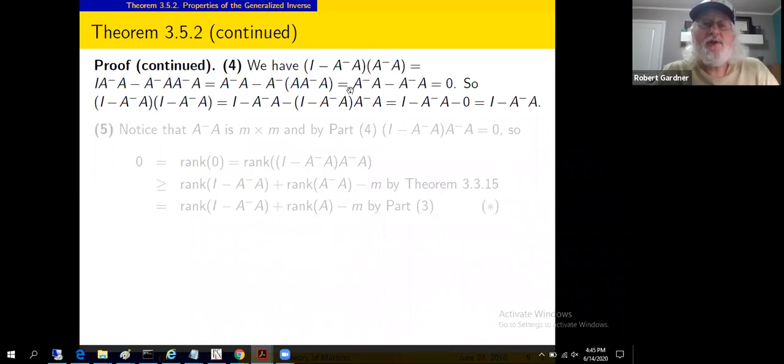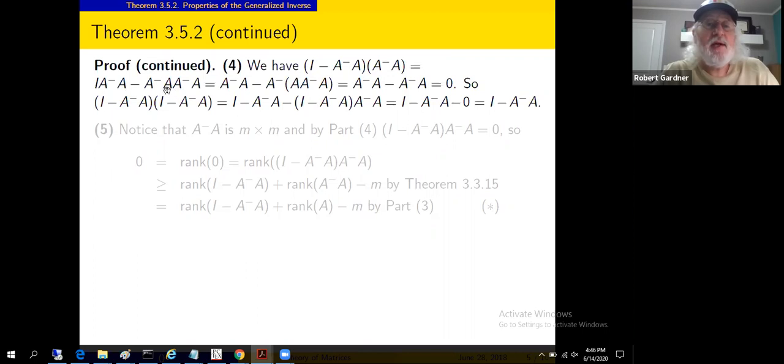Both easy computations. So the first was take the I minus deal and multiply it by the generalized inverse of A times A. Okay, we'll distribute. We get this times the identity matrix, and then we'll get this product upon distributing. I can drop the identity matrix from that first computation.